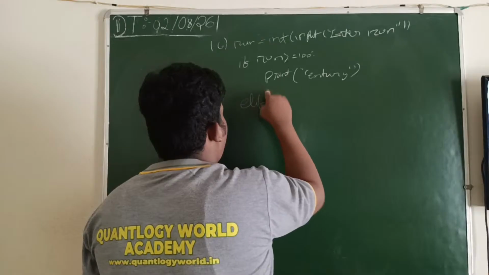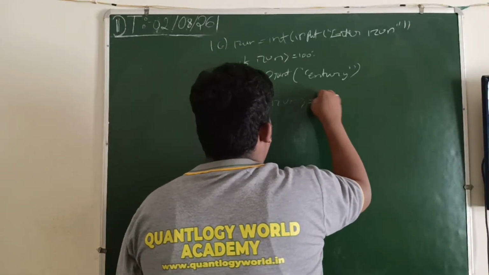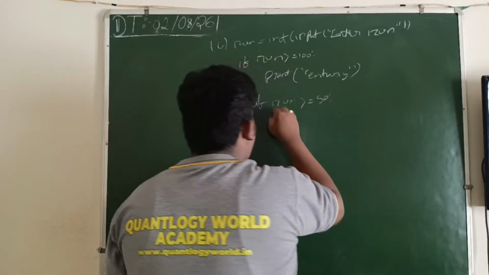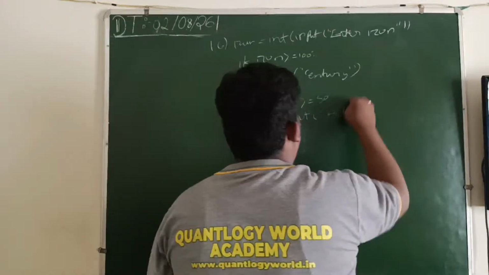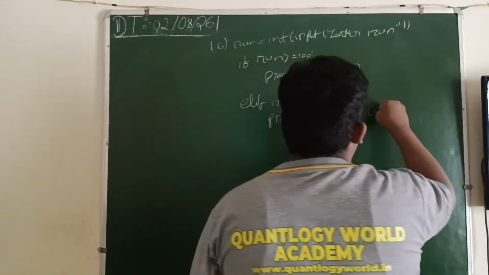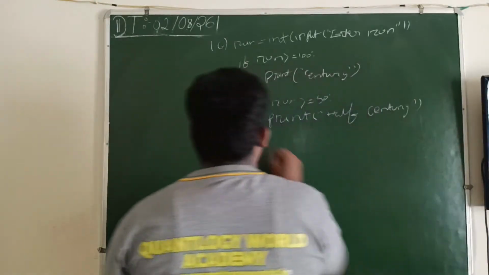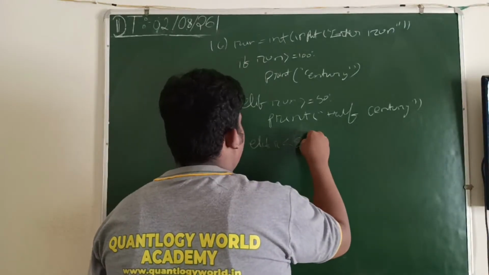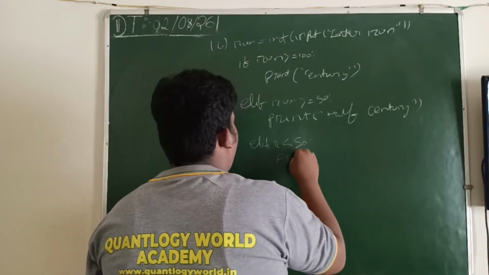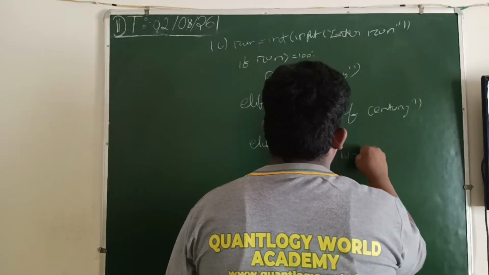Elif run greater than equal to 50, then we will print half century. Elif run less than 50, print work hard.